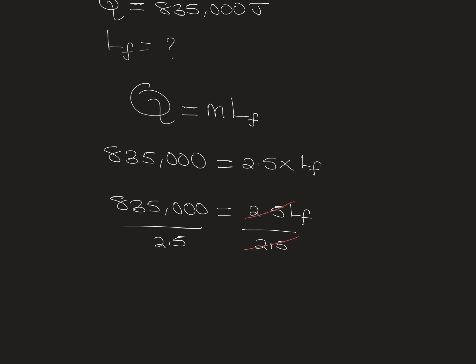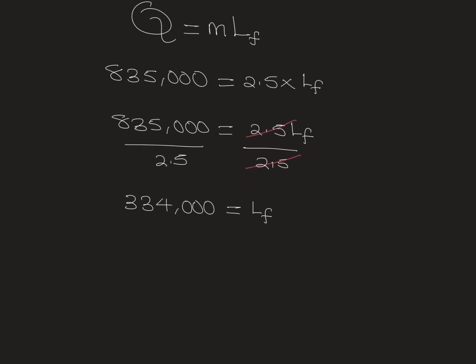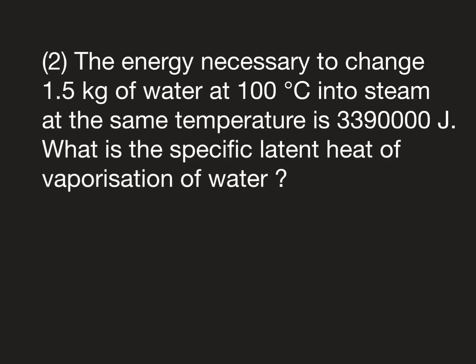835,000 divided by 2.5 is 334,000. This is equal to LF. So therefore, we can say that the specific latent heat of fusion of water is equal to 334,000 joules per kilogram.